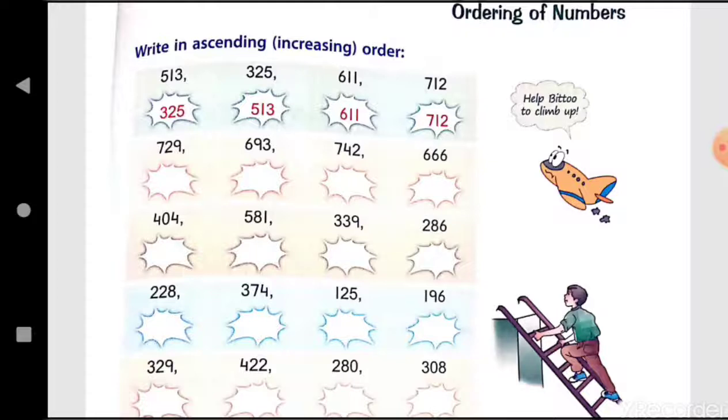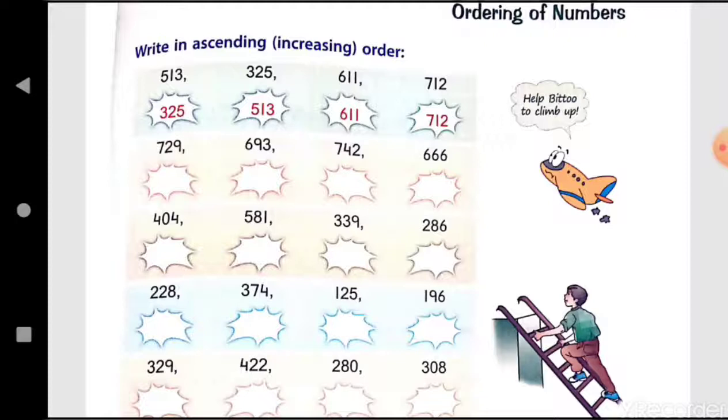Now in these numbers, the digits at hundreds place are 5, 3, 6 and 7. So all are different digits, no two digits are same. So out of these digits, which is the biggest digit? Biggest is 7. So that means 712 is the biggest number. Since we have to arrange the numbers in ascending order, that means smaller to greater, first we will see the digit at hundreds place which is the smallest. So here 3 is the smallest digit at hundreds place.